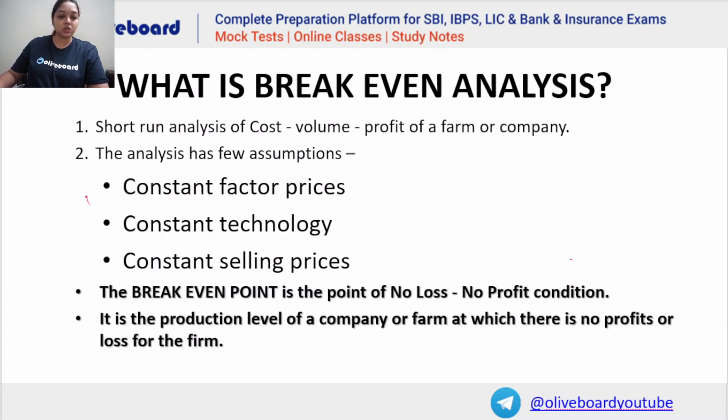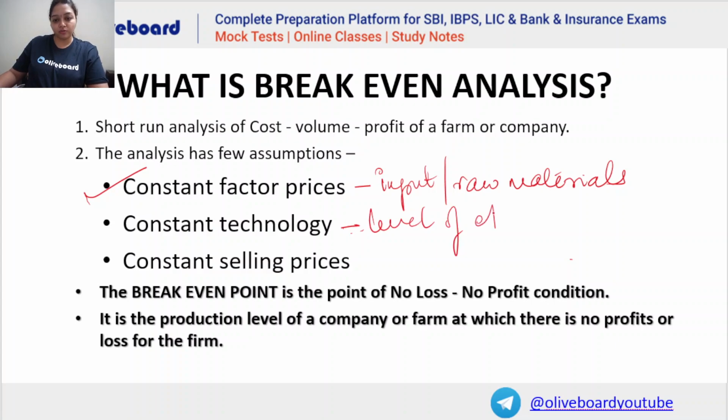The first assumption is constant factor price. Factor prices are nothing but input prices, input or raw materials, right? So there is constant input price. The raw materials price does not change. That is one assumption.